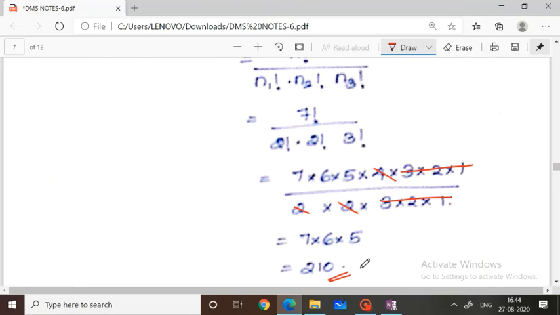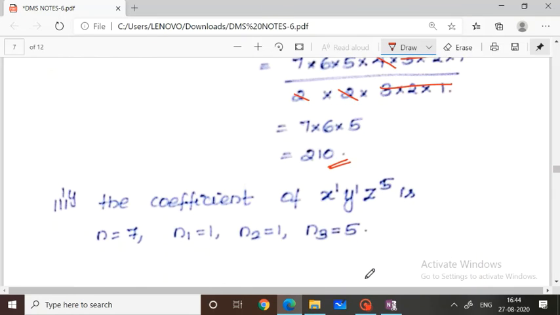Now, if one more is asked in the same question, similarly, how will you find the coefficient of x raised to 1, y raised to 1, z raised to 5? For the same question, x plus y plus z raised to 7. Then n equal to 7, n1 equal to 1, n2 equal to 1, and n3 equal to 5.